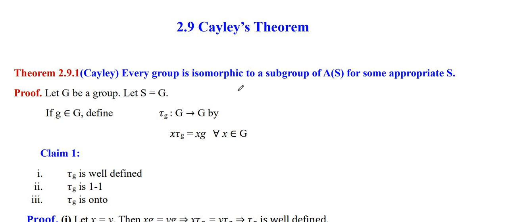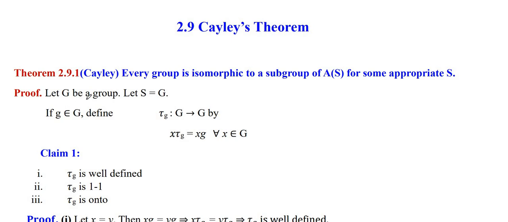for some appropriate S. Now, given any set S, we know that A of S stands for the collection of all bijective mappings from S to itself. What is S? S can be a set, and all the bijective functions from S to itself are members of our A of S. So to prove the theorem, actually we have two claims in that.